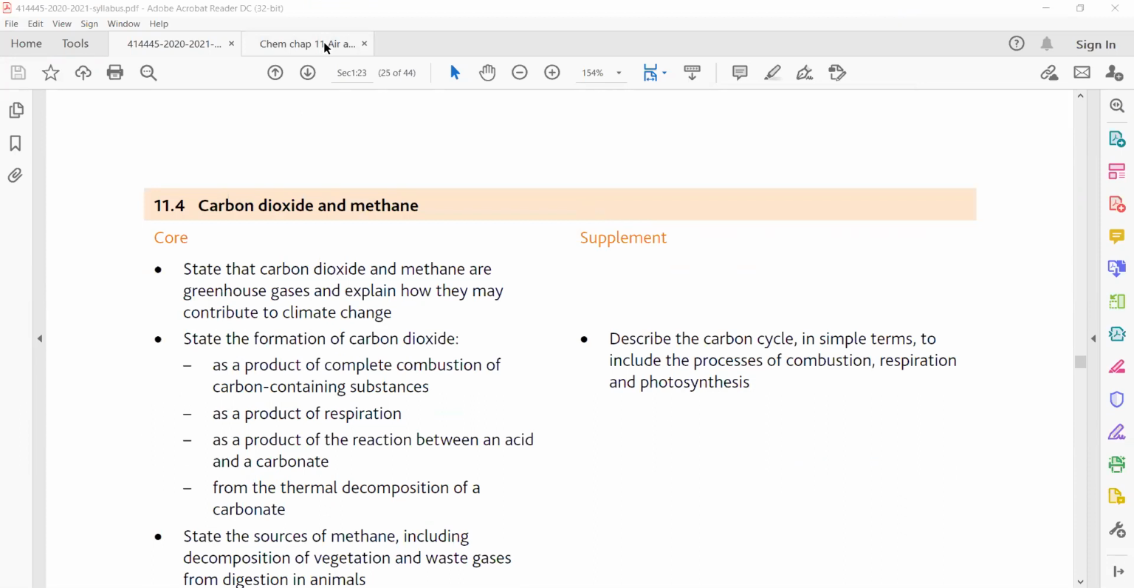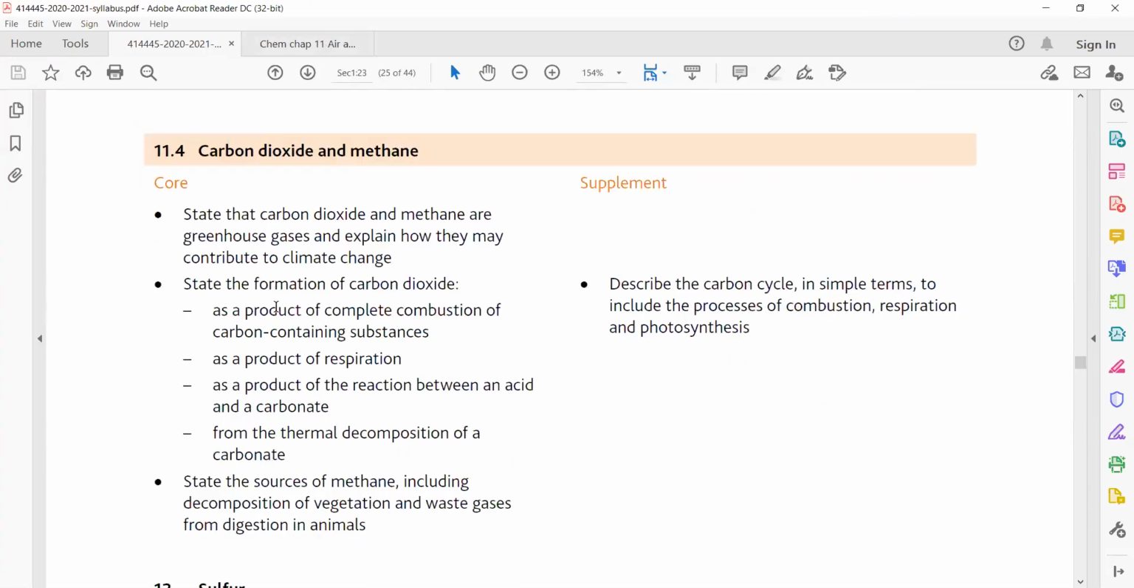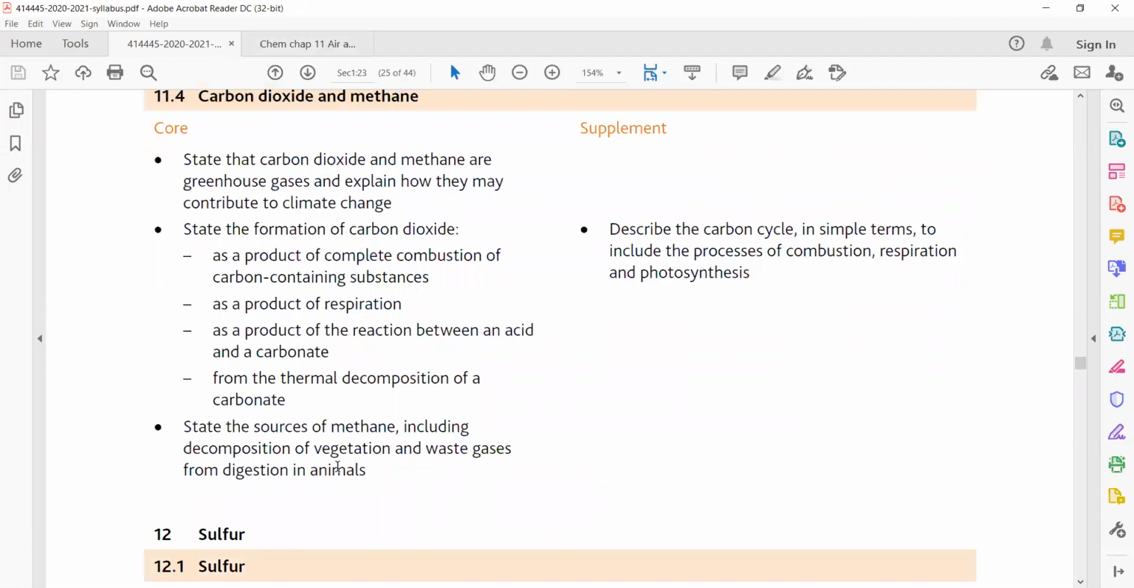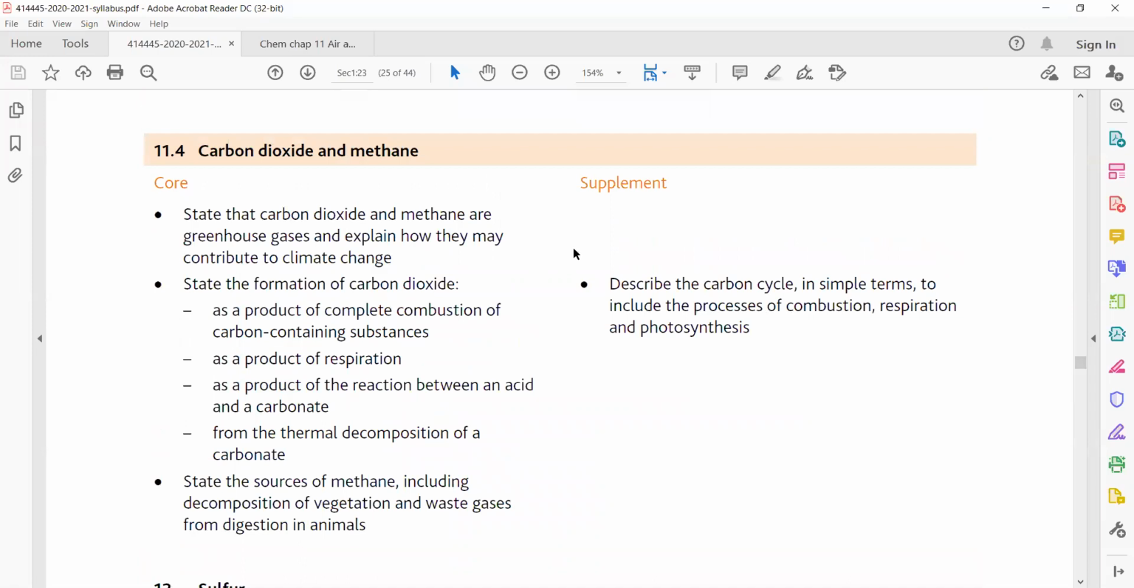Then carbon dioxide and methane. State that carbon dioxide and methane are greenhouse gases. Production of carbon dioxide by complete combustion. Production of methane by decomposition of vegetation or plants, or waste from digestion of animals. Animal waste decomposes to give methane, as does decomposition of plants.